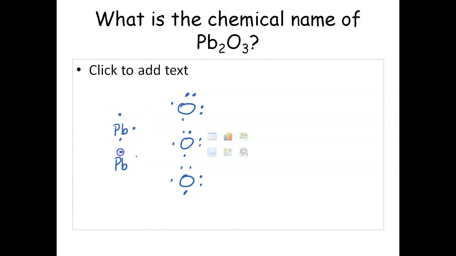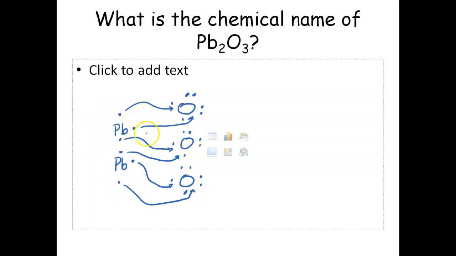So if this lead has 3 and this lead has 3, that means that these leads have 6 electrons that they can give to the oxygen. And so we have 1 electron moving to this oxygen, another 1 electron moving there. We have an electron moving here to the second oxygen. The second lead is offering its first electron to the second oxygen. And voila. All of the leads have lost their electrons, and all the oxygens have gained 8 valence electrons.